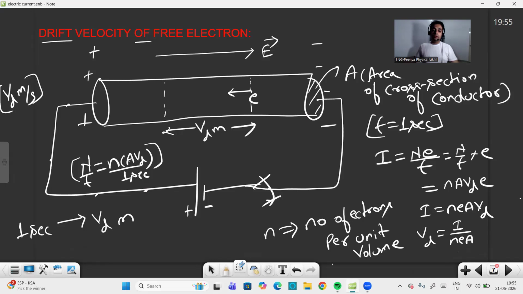Here you can also see that I by A is J. So we can write Vd equals J by ne. We can also write J equals neVd. So these are all the important formulae, and according to requirement we will use them: J equals neVd, Vd equals J by ne, I equals nAeVd. I hope all of you understood. We'll go for the next concept.